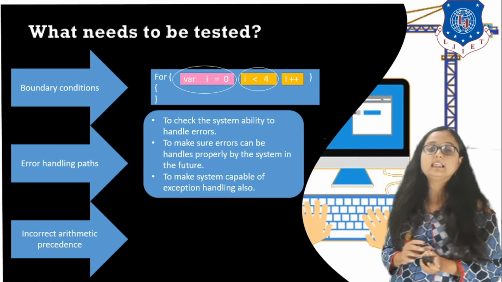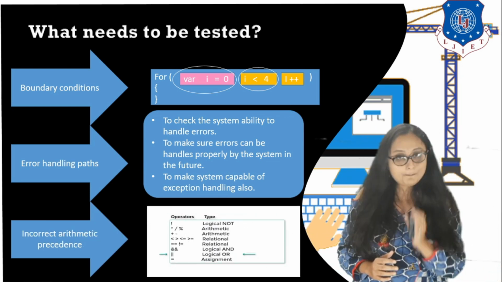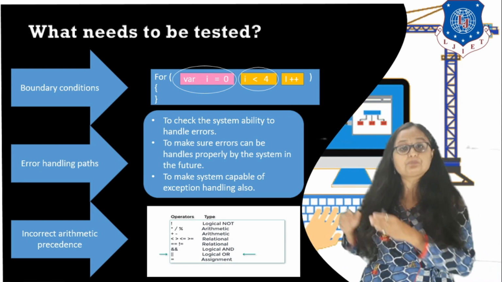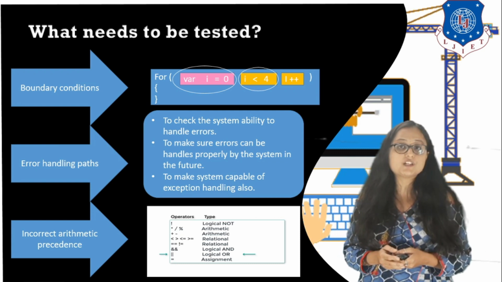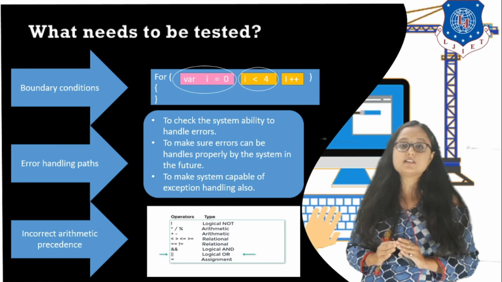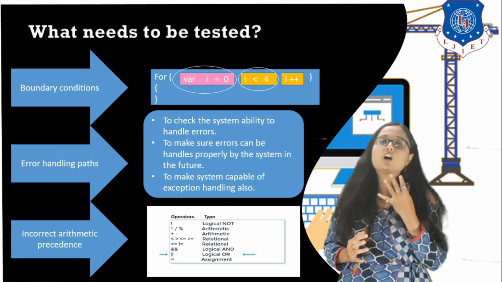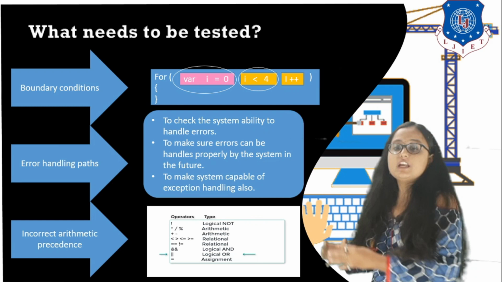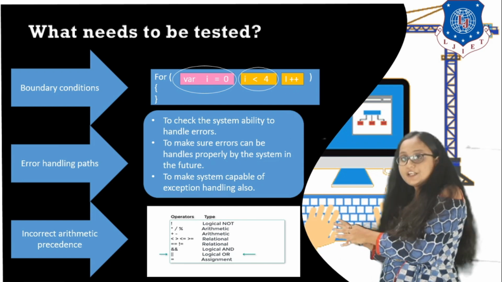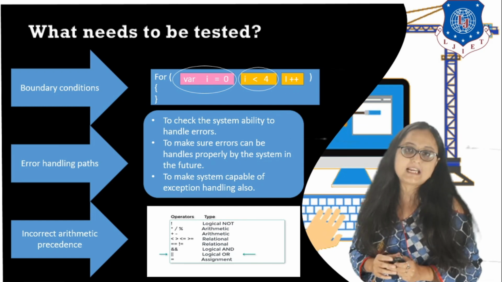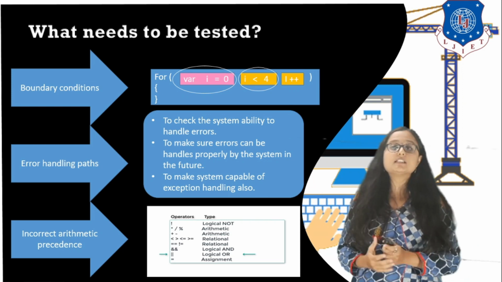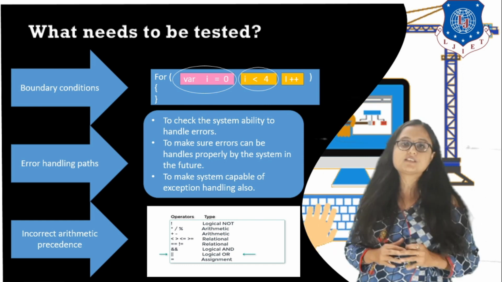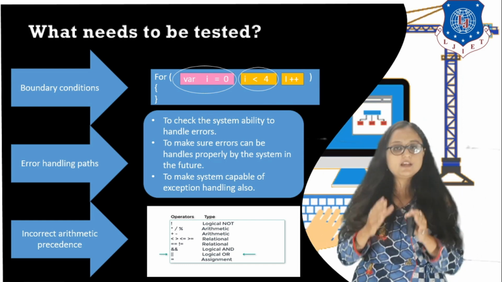The next is incorrect arithmetic operator precedence. So here you can see there is a number of precedence rules for arithmetic as well as logical operators. You have to take this precedence into consideration while formulating any logic, because if this precedence is not taken into consideration, your output may be erroneous, right? So these were all the things which you can test in unit testing, and it is not limited to these things, but these are the basic things that you have to check.